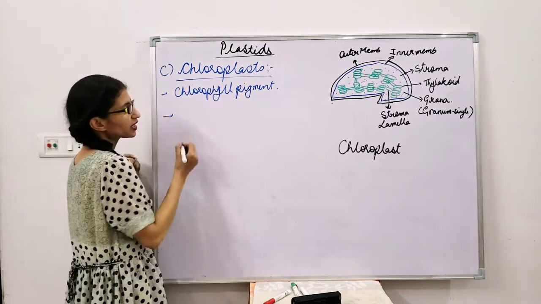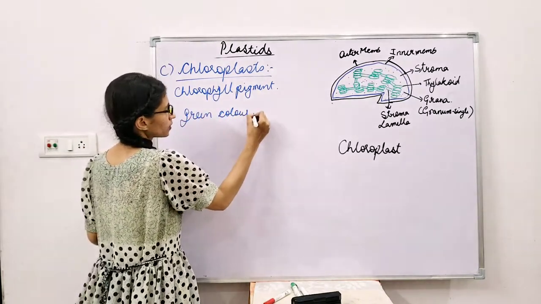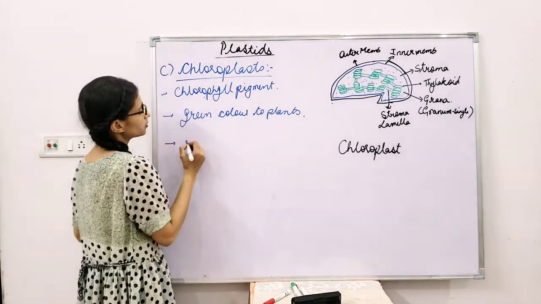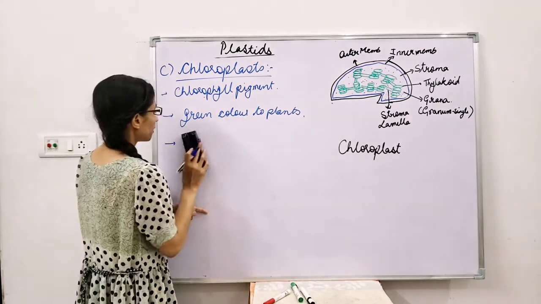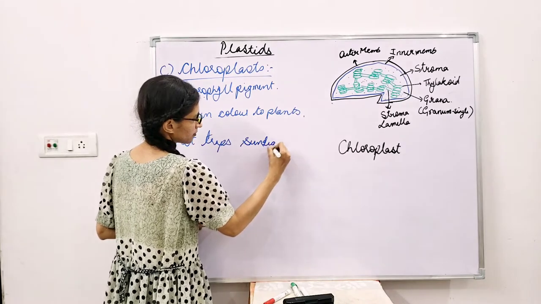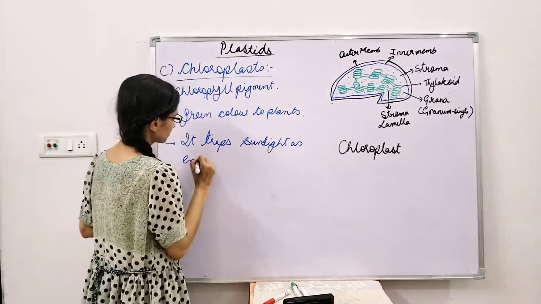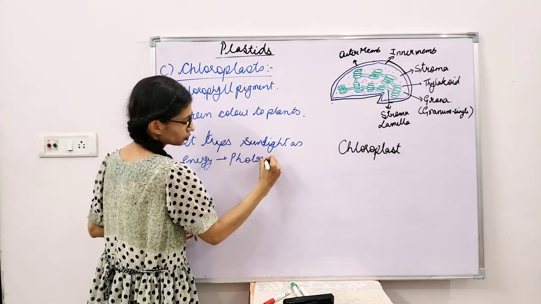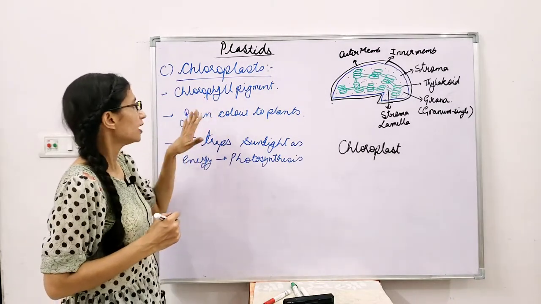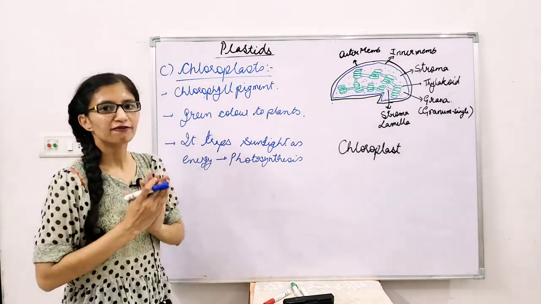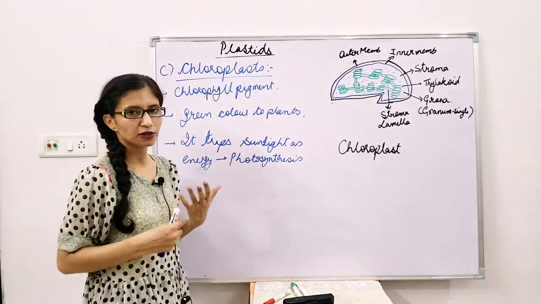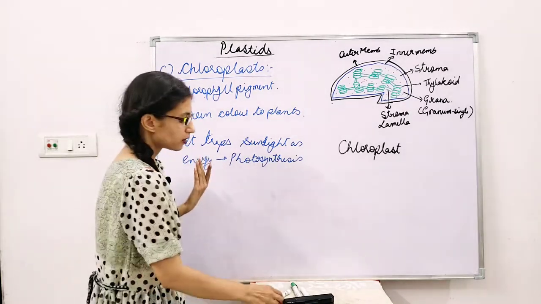This chlorophyll pigment gives green color to plants. Chlorophyll is basically responsible for the green color of the plants. Other than that, it also traps sunlight as energy, which is used in photosynthesis. We all know this. Which means the chloroplast contains a pigment called chlorophyll, which gives the green color to the plants. Chlorophyll plays a very major role in that it traps sunlight, a source of energy, which is used in the photosynthesis process for making glucose and oxygen, where oxygen is a byproduct.